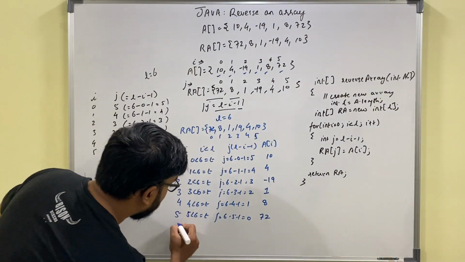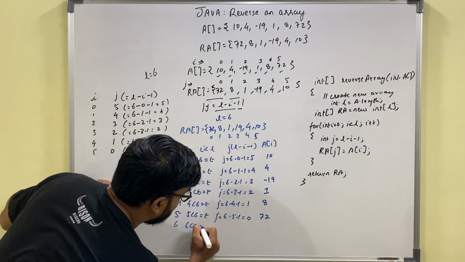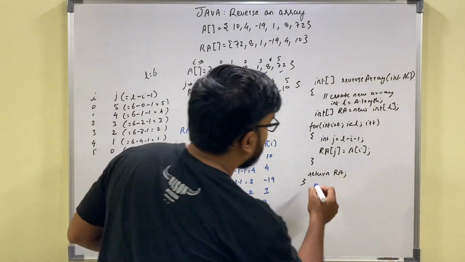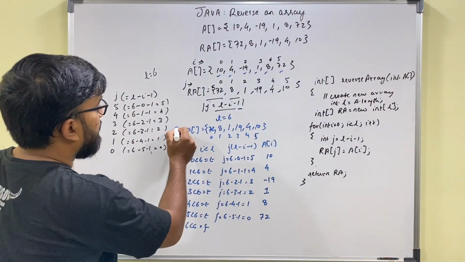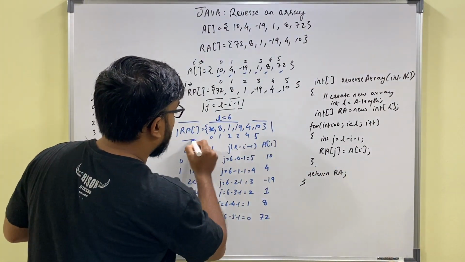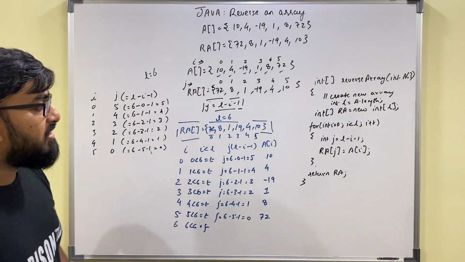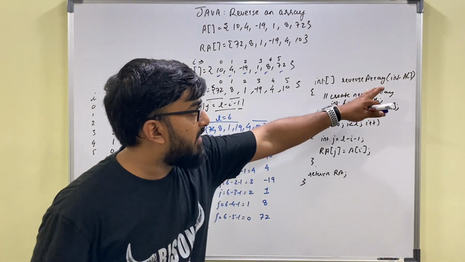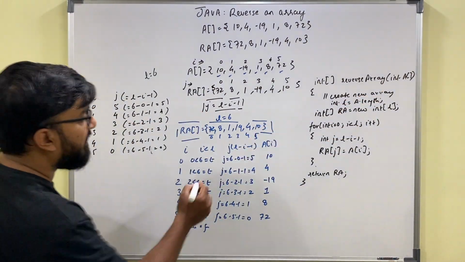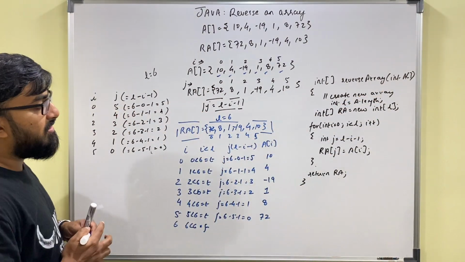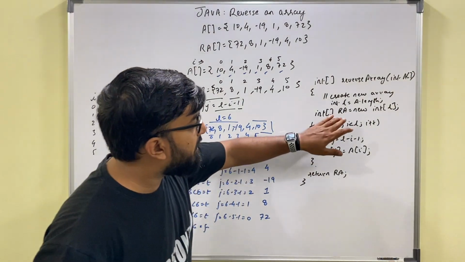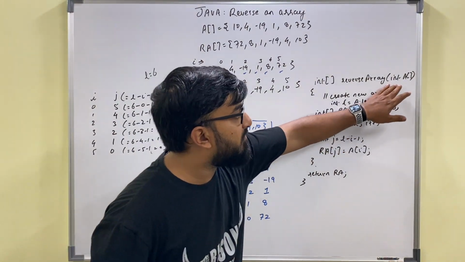Alright, i is incremented, i becomes 6, 6 is less than 6 is false. You come out of this for loop, you return array, which is the reverse of the input array A. So this is the code to reverse an array A. And in this case, we are creating a fresh array RA, which is storing the reverse of A.